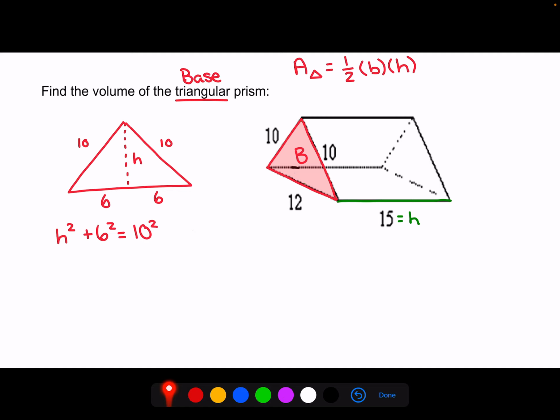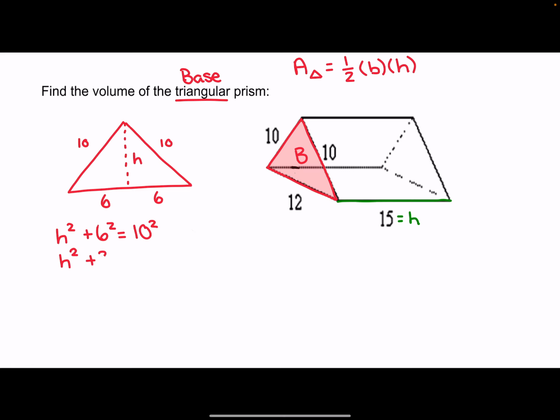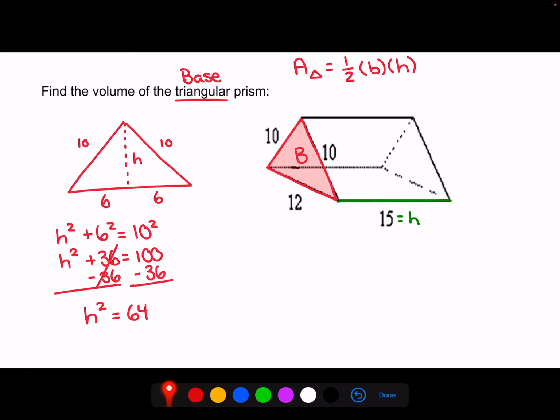From here, I can use Pythagorean's theorem to solve for our missing side length, h, and that will give me 6 squared plus h squared equals 10 squared. And you may look at this and be like, oh, that's a 6, 8, 10 triangle, so our height is 8. And you're absolutely correct. Of course, if you need to use Pythagorean's theorem, you definitely can.